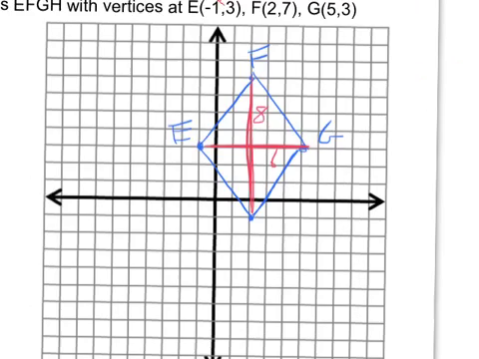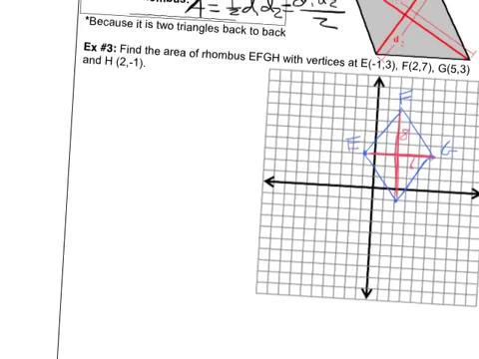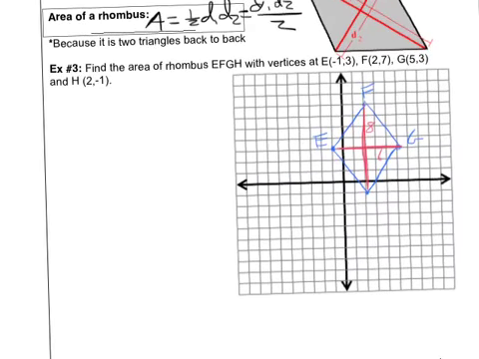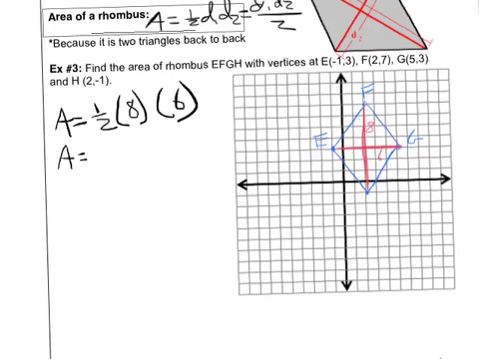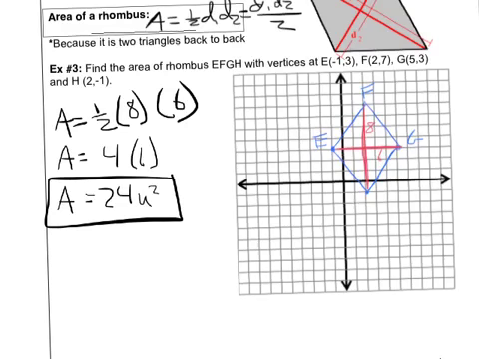Alright, so when I plotted these points, I got this rhombus right here, and the diagonal up and down was 8, the diagonal left to right was 6. So I'm just going to come over here, plug that in. Area equals 1/2 8 times 6. Well, half of 8 is just 4, and 4 times 6 is 24. So we have 24 units squared. Boom, done. Alright, well, let's go on to the next page.